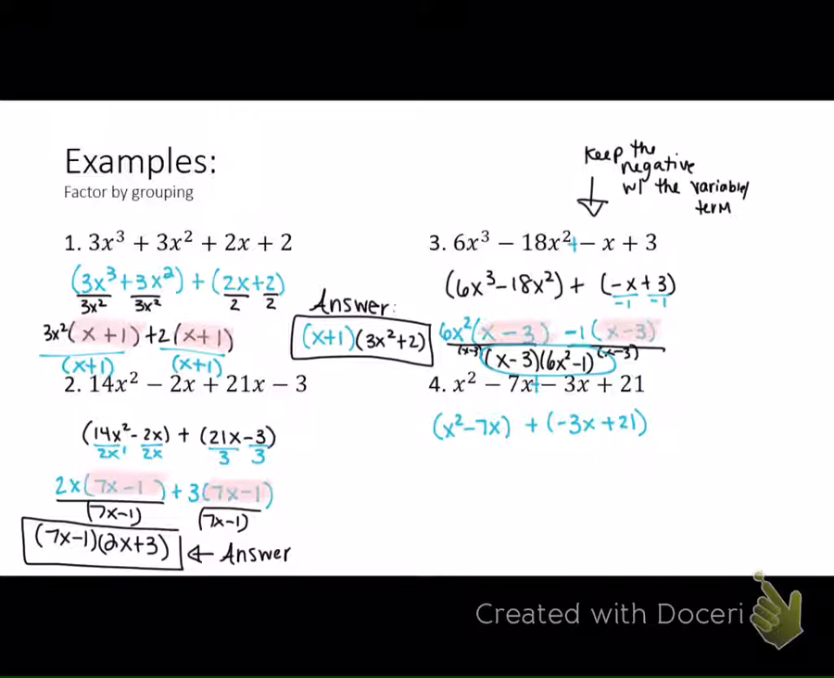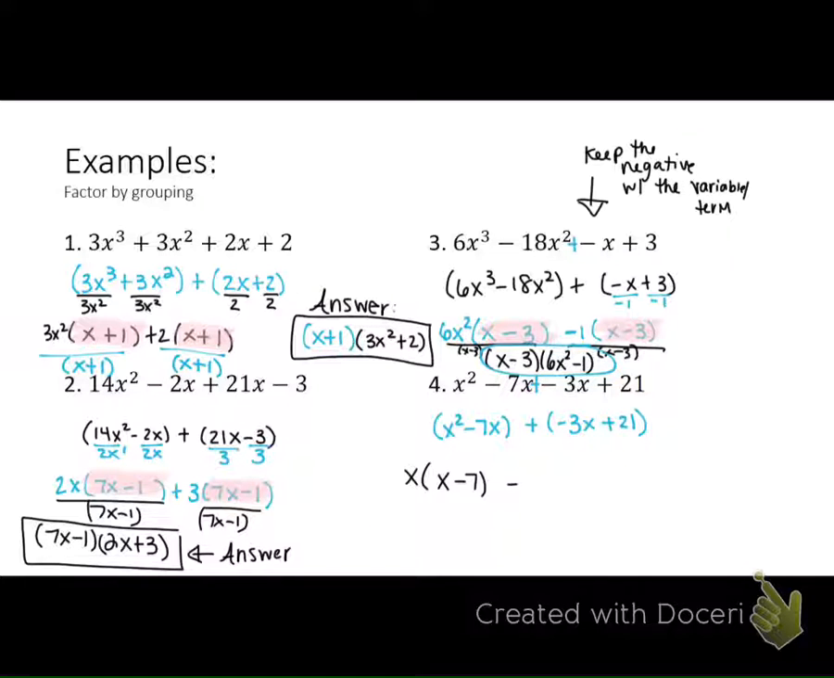So Brian, what is the GCF of x squared minus 7x? X to the first. So Alyssa, what's left inside of that parenthesis then? Okay, what is the GCF of negative 3x plus 21? What goes into both 3 and 21? 3.